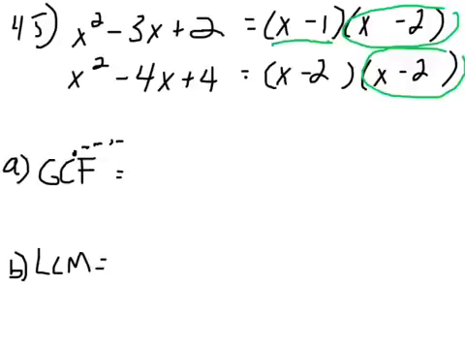the least amount of time that it occurs is the way to look at it, okay? So what do they have in common? They have 1 x minus 2 in common. So the greatest common factor is x minus 2. That's all they have in common, okay?